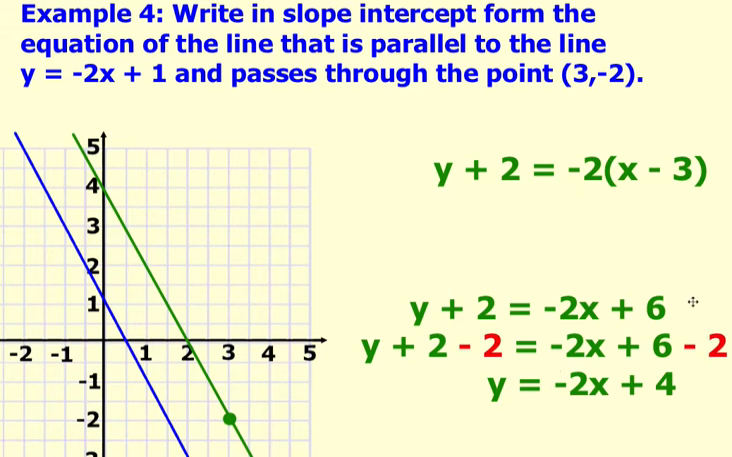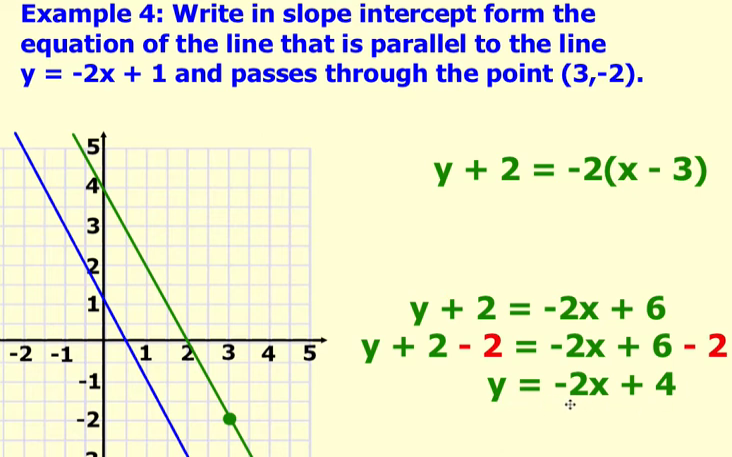Here's all the work, and let me go ahead and explain. Negative 2, you're going to distribute that to x as well as negative 3, and this is the product that you get right here, negative 2x plus 6. We need to try to isolate the variable y by itself, so we're going to do the inverse of adding 2, which is subtracting 2, and we're going to subtract 2 from both sides of this equation. After we subtract 2, our equation says y equals negative 2x plus 4.